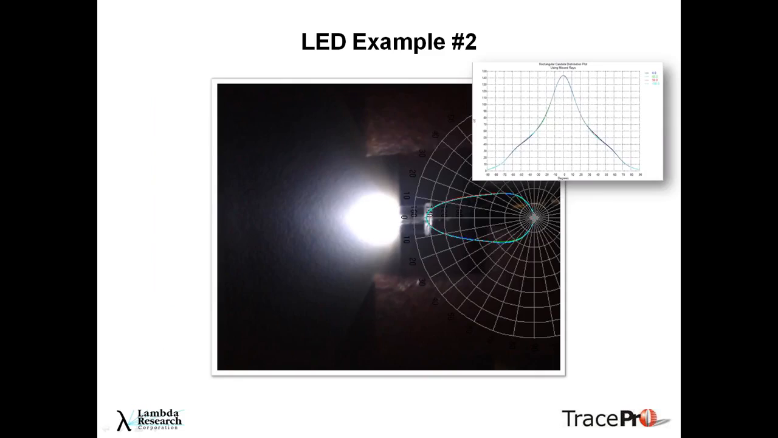Our candela plot looks quite different. We have a much broader source compared to the first one. Here's the candela plot for both the polar and the rectangular versions. So by changing that lens shape, we've changed the angular performance of the LED by quite a bit.